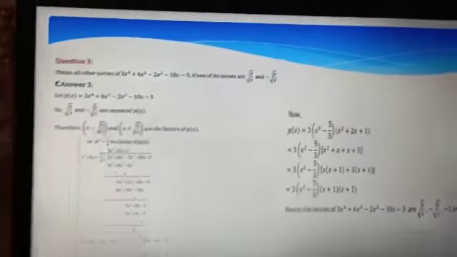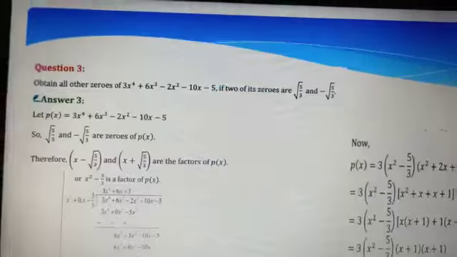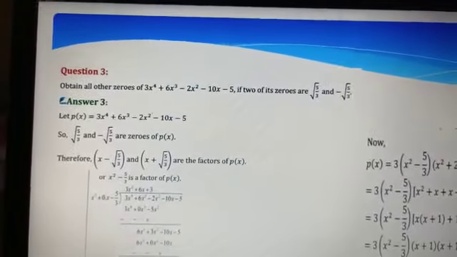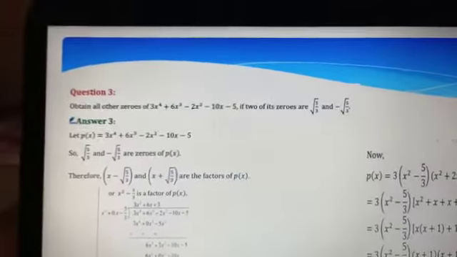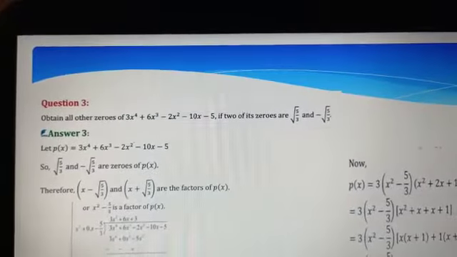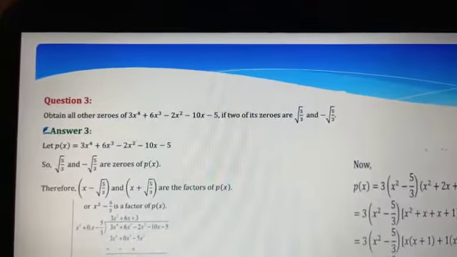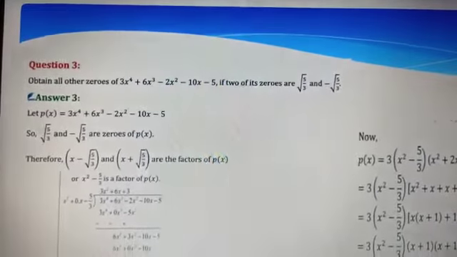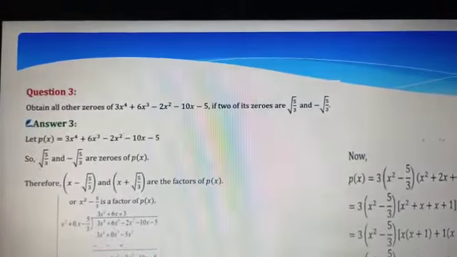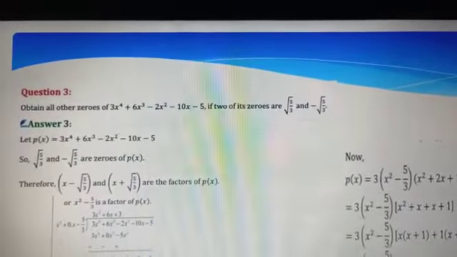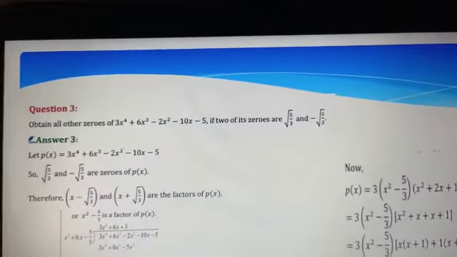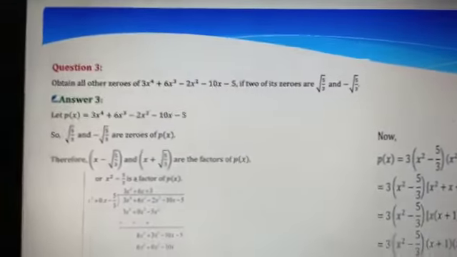Now we come to question number 3. This kind of question is a very important question, so please pay attention. They say obtain all the zeros of 3x to the power 4 plus 6x cube minus 2x square minus 10x minus 5 if two of its zeros are root 5 by 3 and minus root 5 by 3. For this kind of question, students, you need to please pay attention.